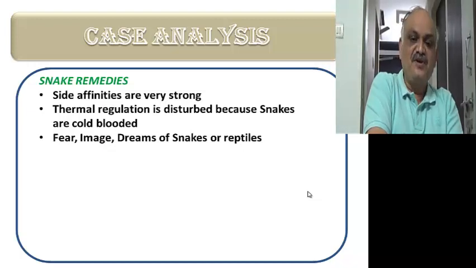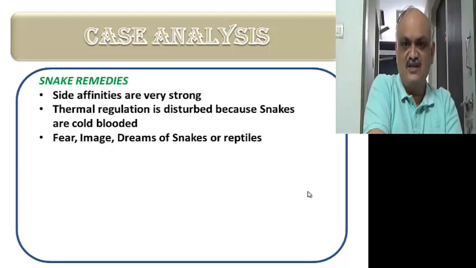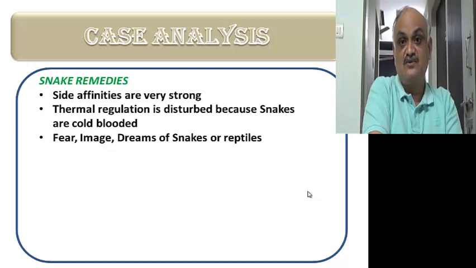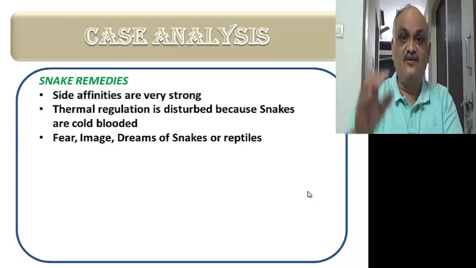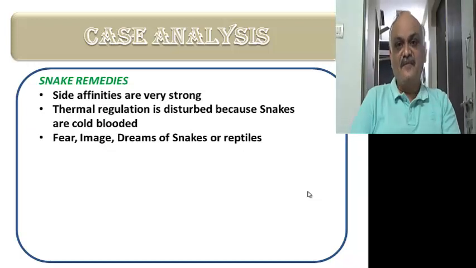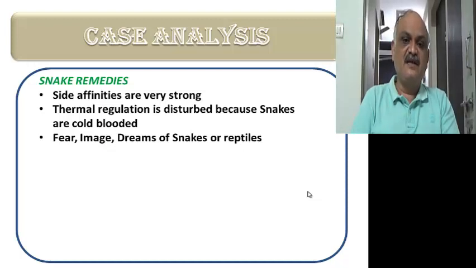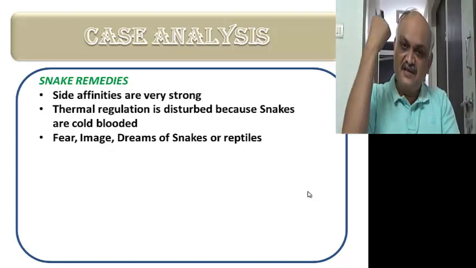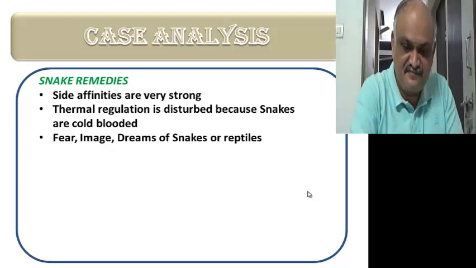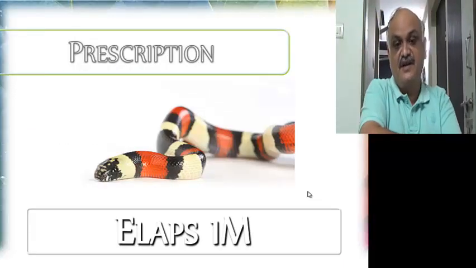Another thing, fear, images or dreams of snakes and reptiles. Not only snakes but even reptiles are also one indication to think about a snake remedy. And here we have two dreams, and both have reptile symbols, a snake following or a crocodile. So this is confirmation with the help of the kingdom ideas, the sub-kingdom snake remedies, group themes. Since snakes have this quality, we can easily select LFs. So I prescribed LFs 1M.